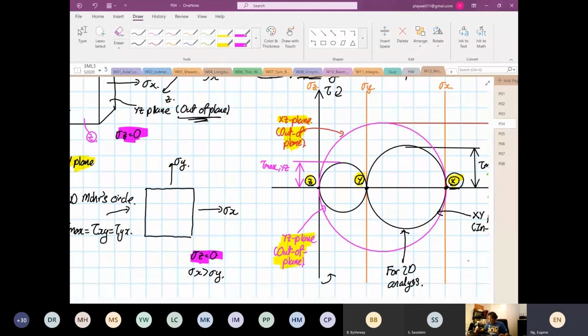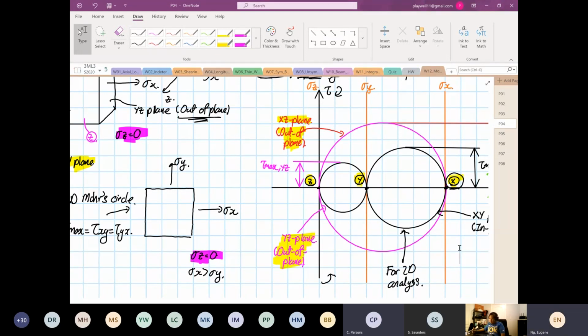So some of you might say, Eugene, why? Can someone tell me why we need to do this? Anyone? Why do we need to construct a 3D Mohr circle? Anyone? It's the world's 3D. What else? For forces acting on different planes? No. Okay, I'll tell you this.